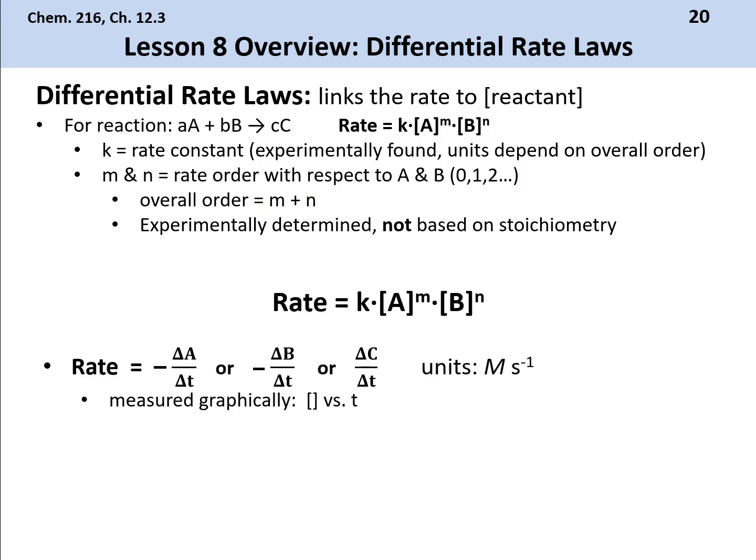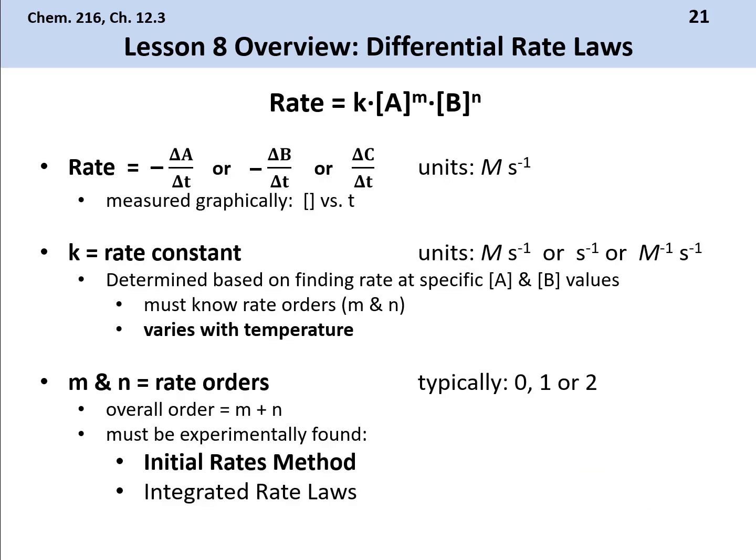All right. Now, rate. So we have all this stuff on rate. We have units. Rate is always in molarity per second. We can also measure this graphically as concentration versus time. This is what we did last lesson. Okay. And here's some more information on K. The units vary based on the rate order. One thing with K that we didn't talk about, but we'll talk about later, is that K varies with temperature.